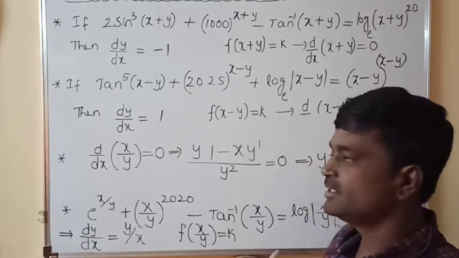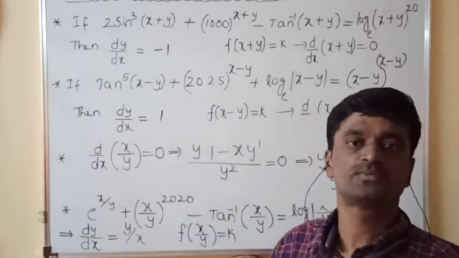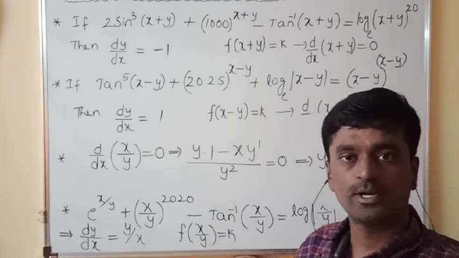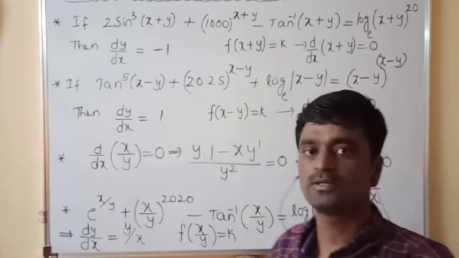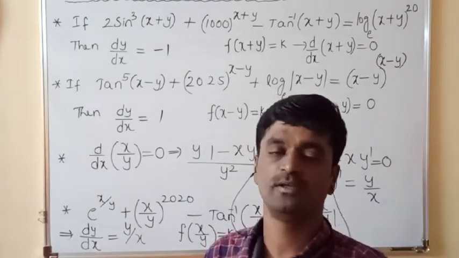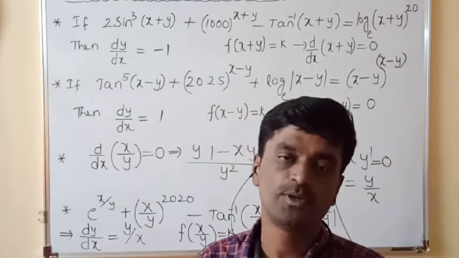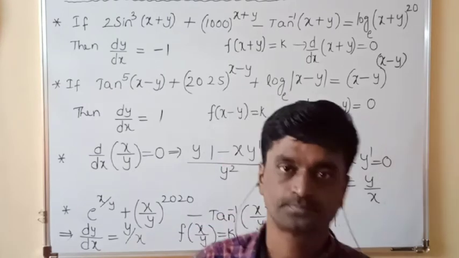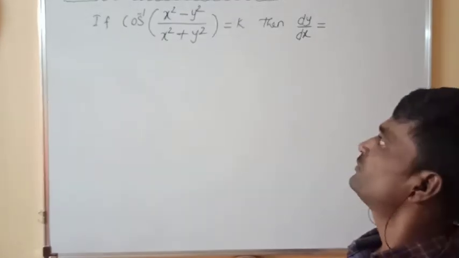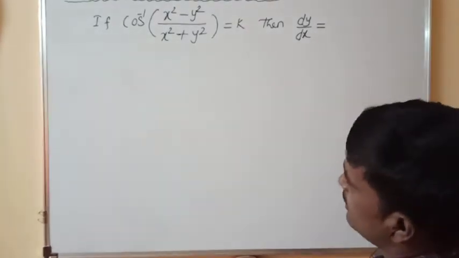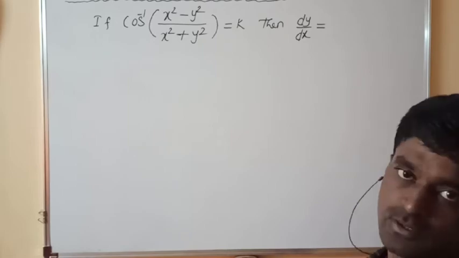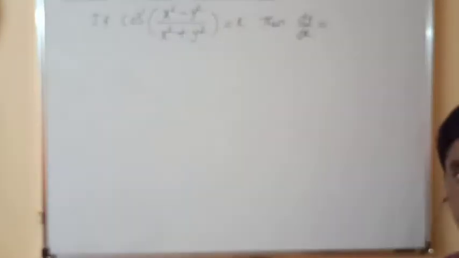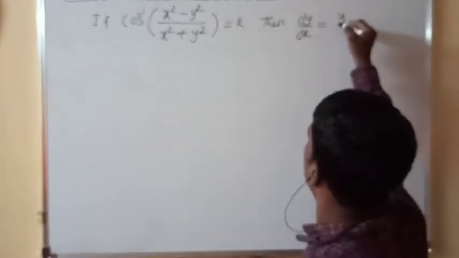By remembering all these tricks, I have written those 4 question answers within 2 seconds only. So this is a very important trick, because this third problem I told you, 3 sin of xy plus 4 cos of xy is equal to k. That was the previous year JEE problem. If cos inverse of x square minus y square divided by x square plus y square is equal to k, here k is constant, then what is dy by dx? So the answer is y by x.